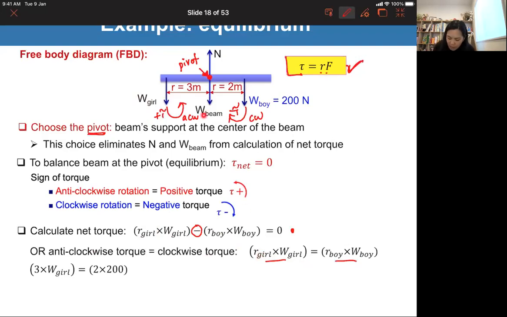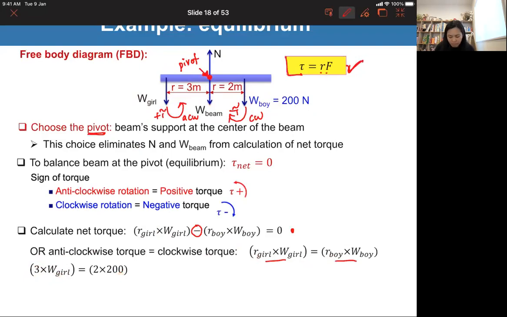So we see that the moment arm for the girl is 3 meters. It's the distance between the weight force and the pivot point, the perpendicular distance. That's 3 meters. The weight of the girl is what we're wanting to find. For the boy, the moment arm is 2 meters and the weight is given to be 200 newtons.